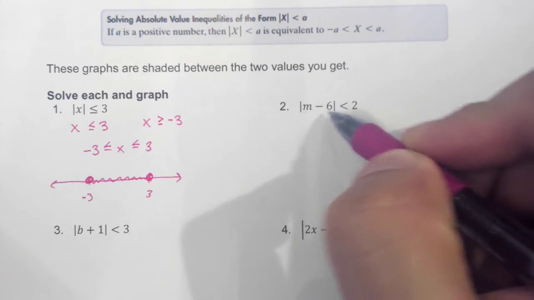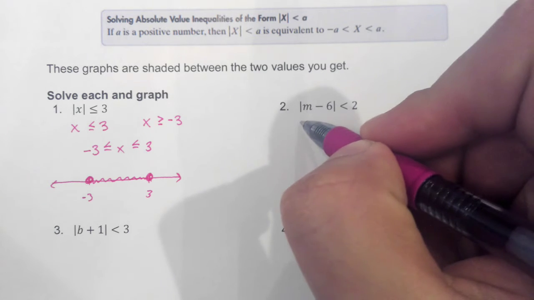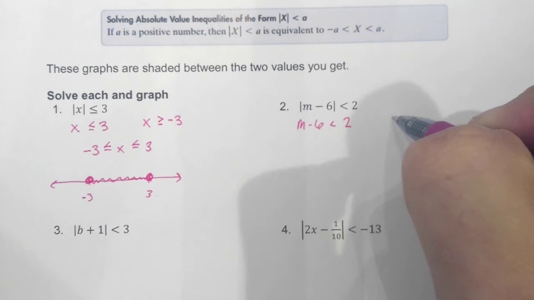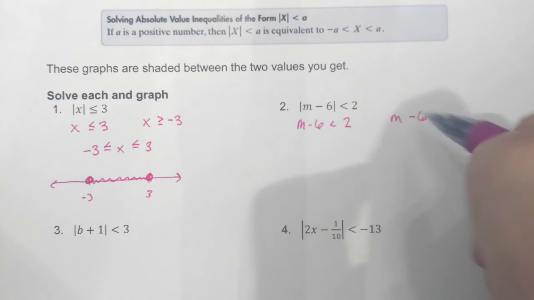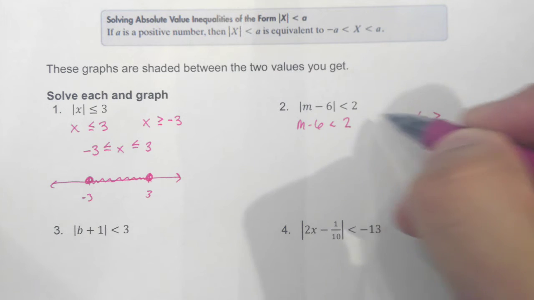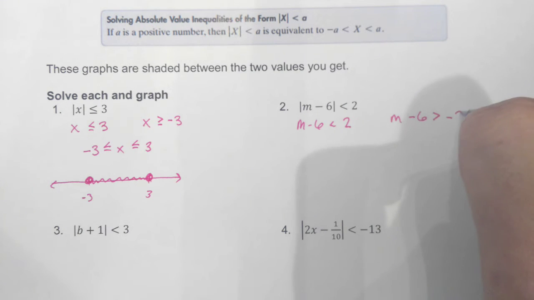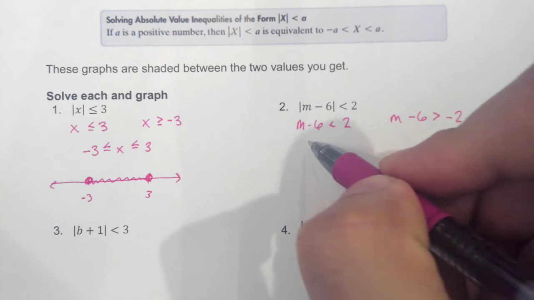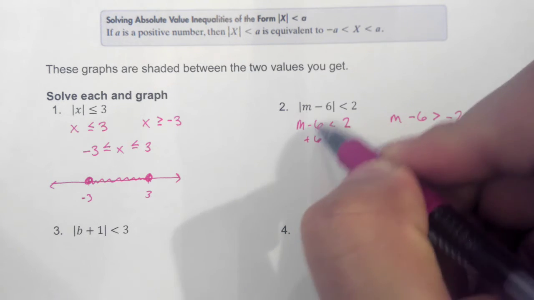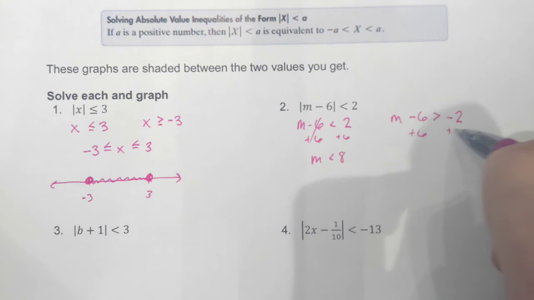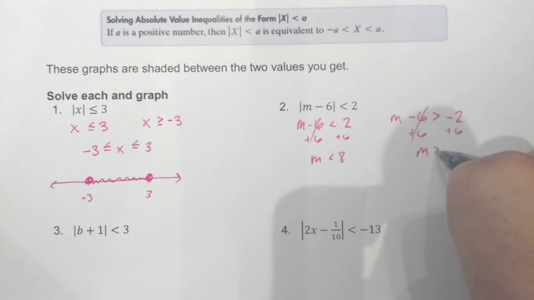Number 2, the absolute value symbol is already isolated, so we're able to write our two separate inequalities. So we would have n minus 6 is less than 2, and then n minus 6 is greater than, don't forget to flip that symbol, -2. So we have the positive version and the negative version. Both of these are solved by adding 6 to both sides, so I'd get n is less than 8 and n is greater than 4.